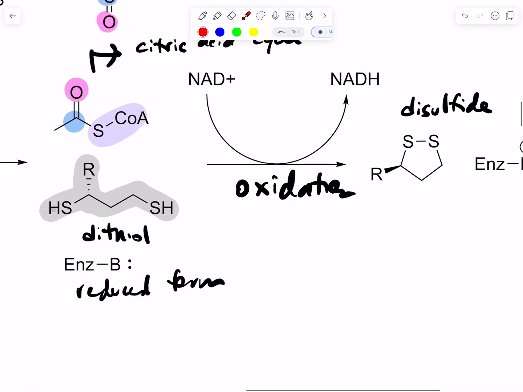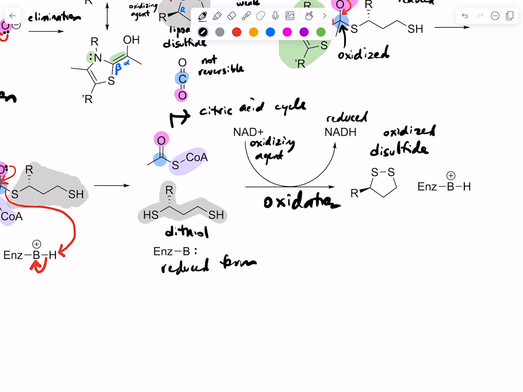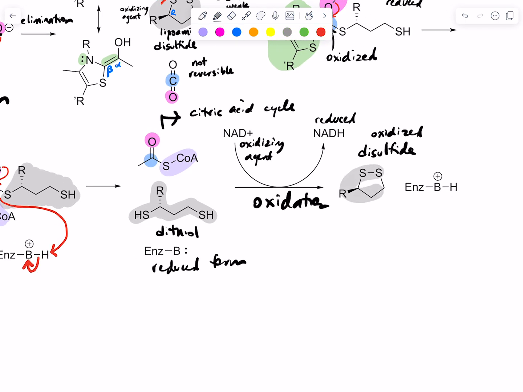Effectively, if you wanted to think about it, you would have a base remove a proton from one of these sulfurs, and then the resulting negatively charged sulfur would attack the other sulfur, and a hydride would be delivered to NAD+. Now that's not actually what happens, it's more complicated than that. But you're using NAD+ as an oxidizing agent. The dithiol gets oxidized to the disulfide, and NAD+ gets reduced to NADH. That regenerates lipoamide, and now we're good to go for a whole other cycle.